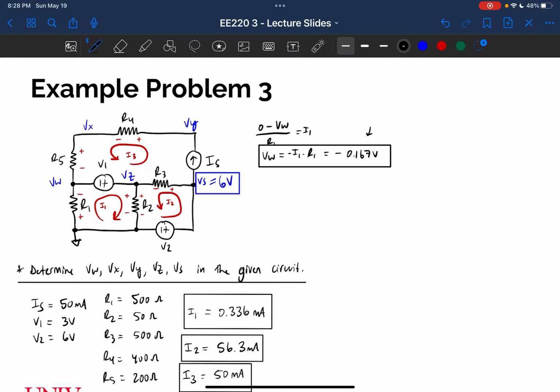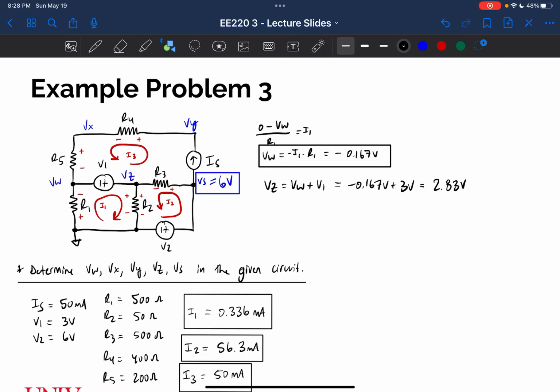Okay, so let me do that. And I get 2.83 volts for VZ. So basically VZ is equal to VW plus V1, which is negative 0.167 volts plus 3 volts, and I get 2.83 volts for VZ. I confirm with LT Spice, and that's correct. Okay, so let me box this.